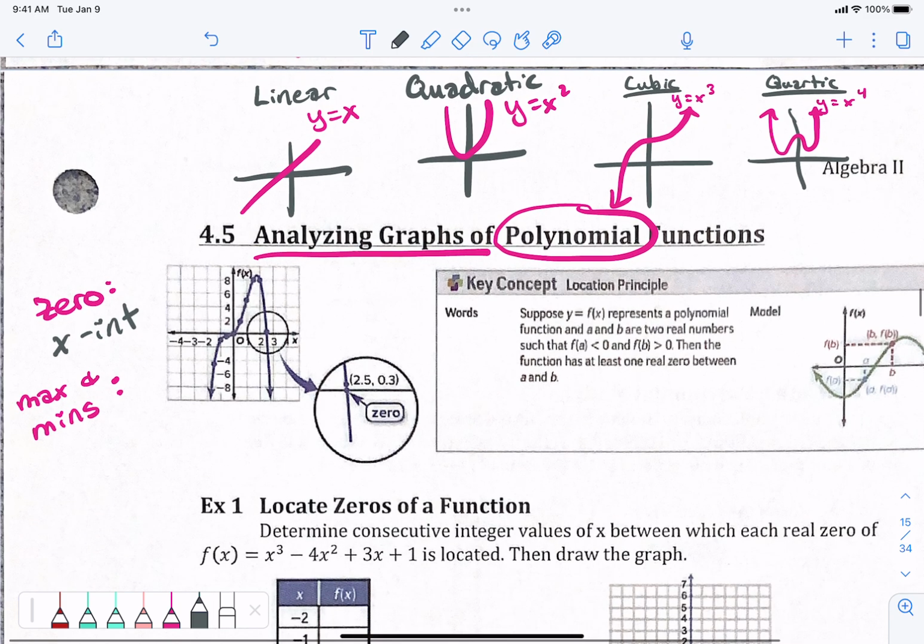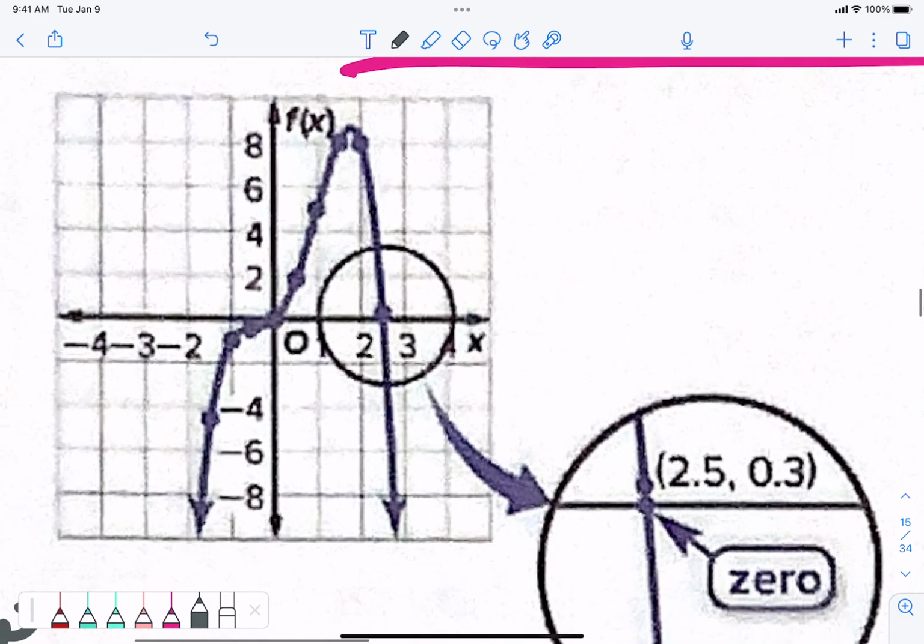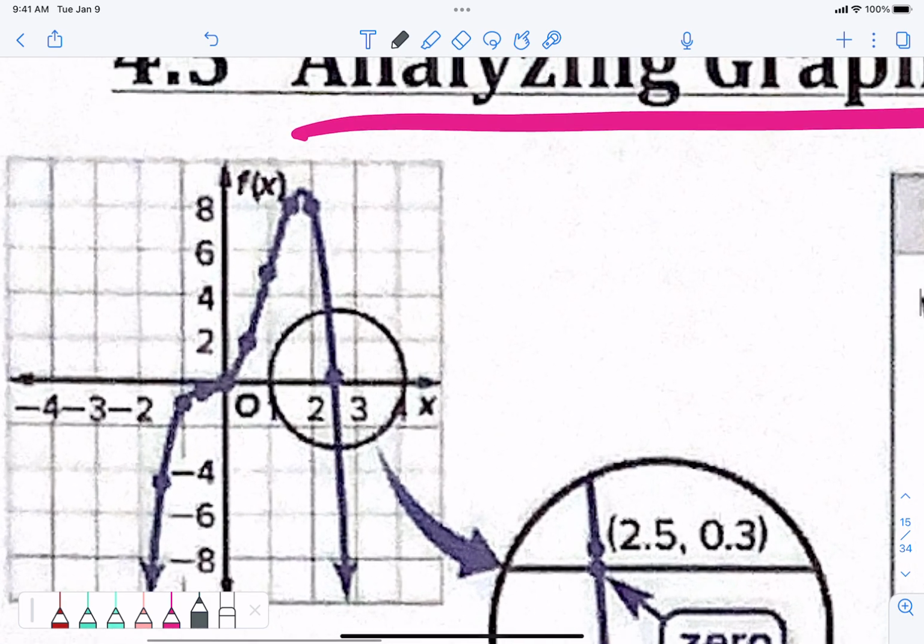What's a max and a min? Maximum is the highest point it reaches. I'm going to say high and low points, because it's technically not the highest point on an entire graph, but it's a high or low turning point. We'll get to that when we talk about maxes and mins.